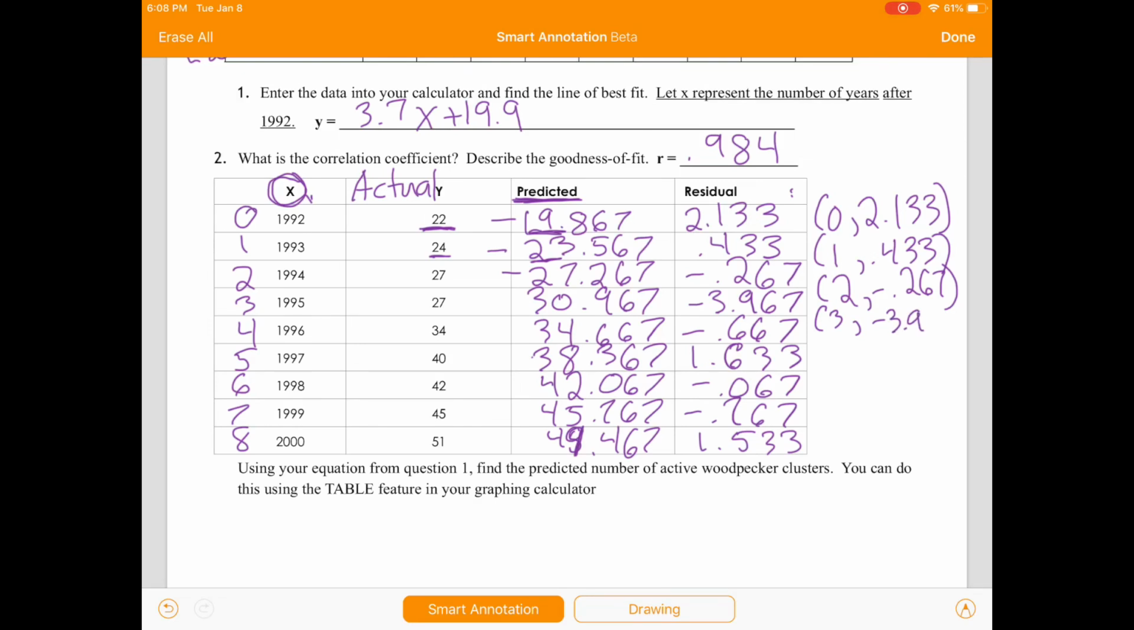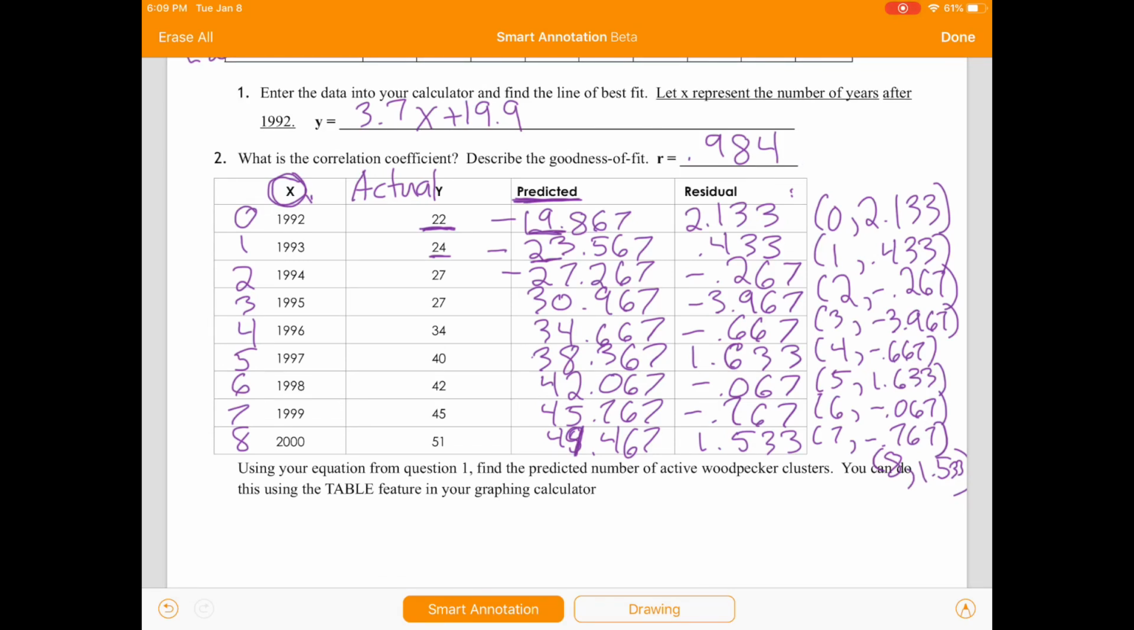3, negative 3.967, 4, negative 0.667, 5, 1.633, 6, negative 0.067, 7 and negative 0.767, and 8, 1.533.